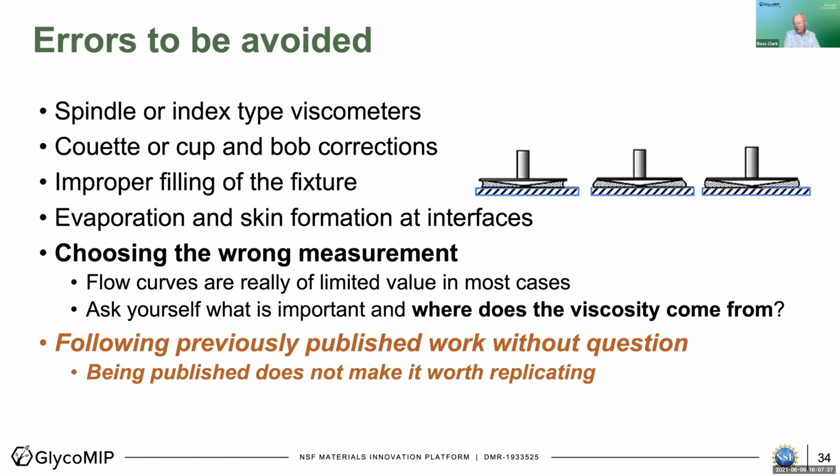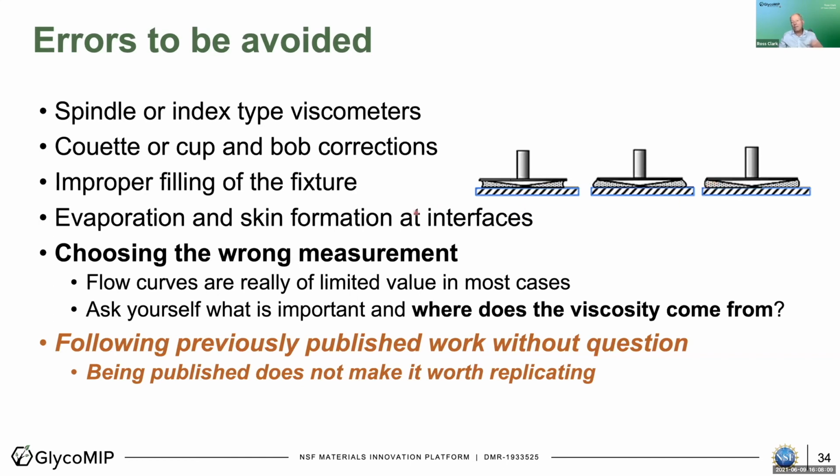So those Brookfield viscometers, those spindle or index type viscometers, a lot of times those mislead you. And we've got some videos to show that. Blake talked about Couette and cup and bob corrections, and we're going to briefly touch on that because he already covered it. Don't improperly fill your test fixture. So here we see cone and plate that's underfilled, there's a little curve in, overfilled, and the Goldilocks one that's filled just right.